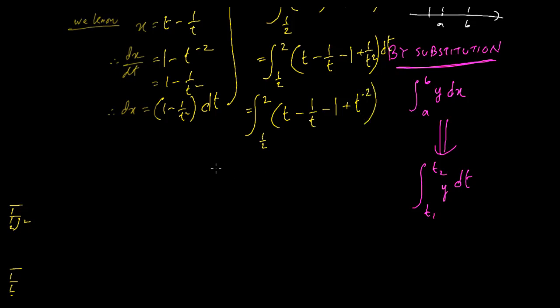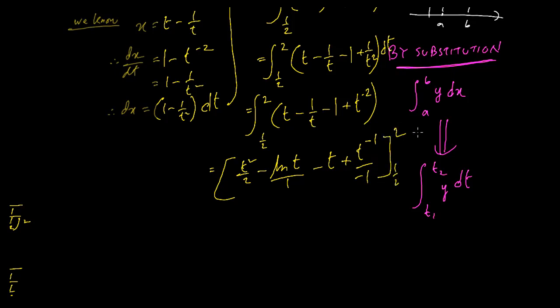Now we can integrate. Integration of t is t squared by 2 minus integration of 1 by t. Reciprocal of a linear is logarithm, so ln t divided by chain rule, derivative of t is 1, minus integration of 1 is t, plus t to the power minus 2 is going to be t to the power minus 1 divided by minus 1. This is the ax plus b to the power n rule. And the limit is half to 2.